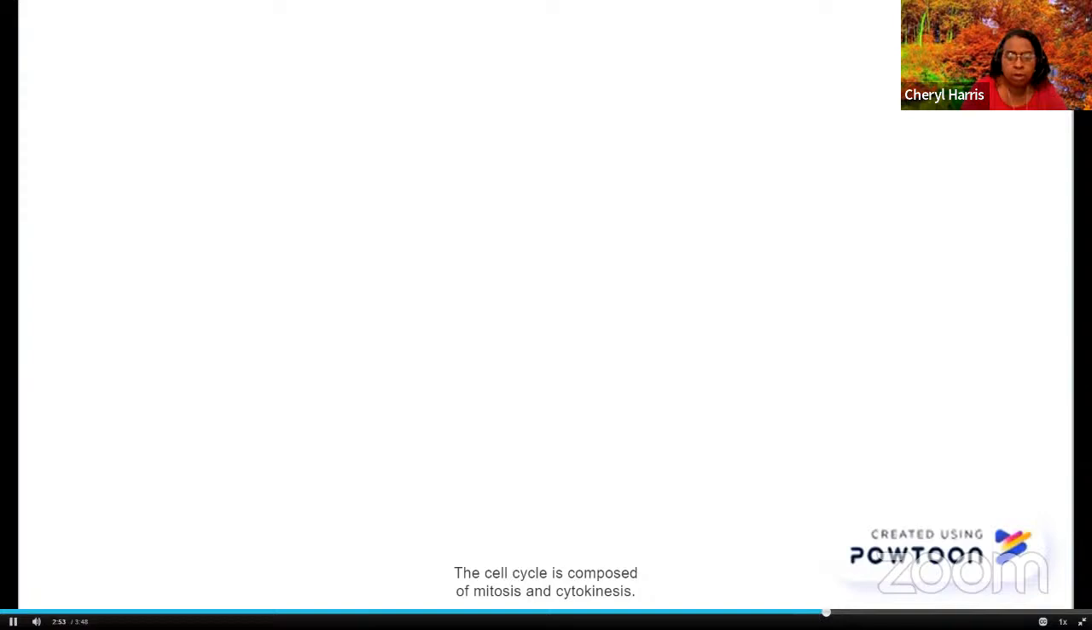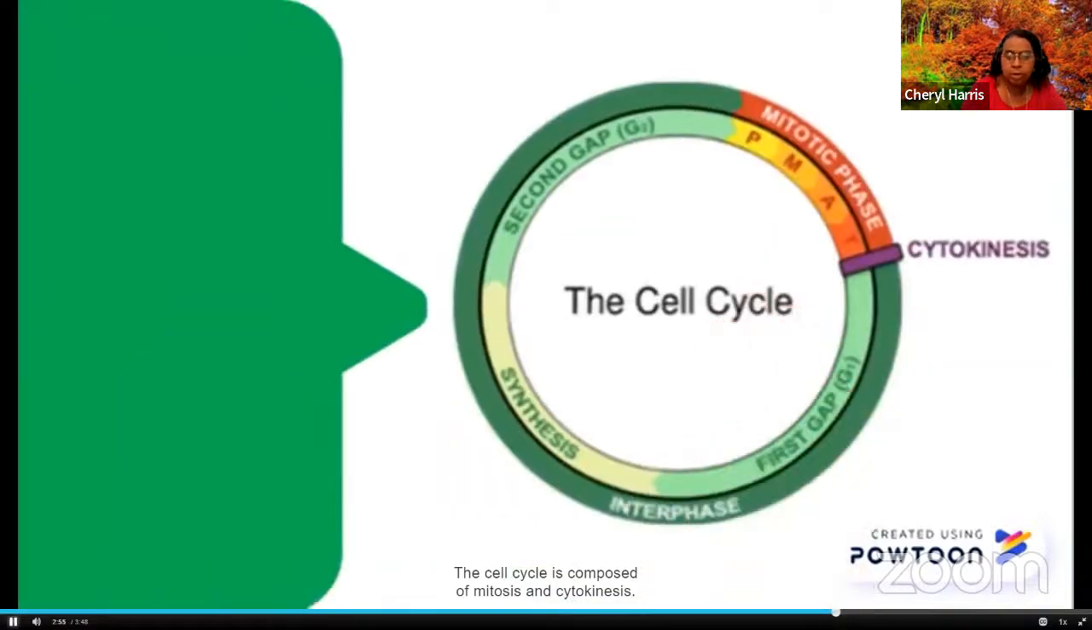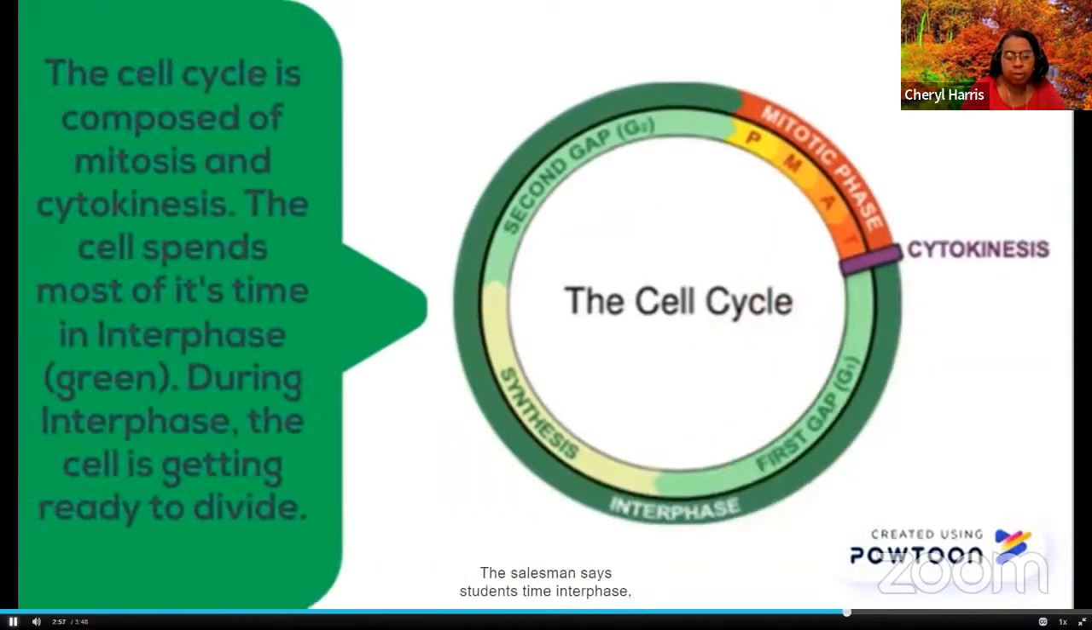And I'm going to let it talk. The cycle is composed of mitosis and cytokinesis. The cell spends most of its time in interphase, which is the green area. During interphase, the cell is getting ready to divide.